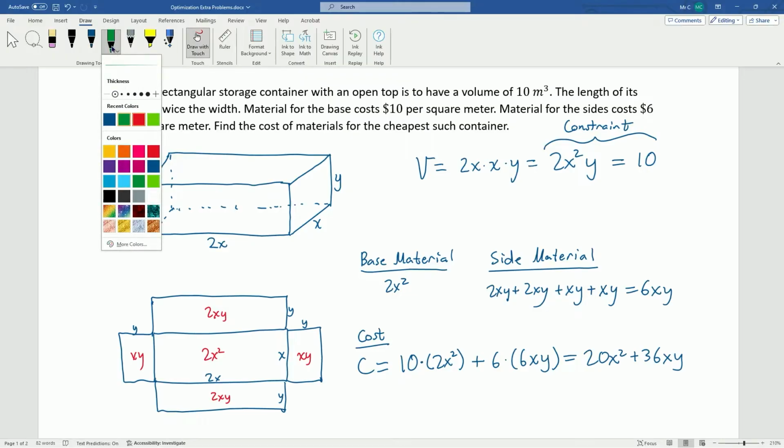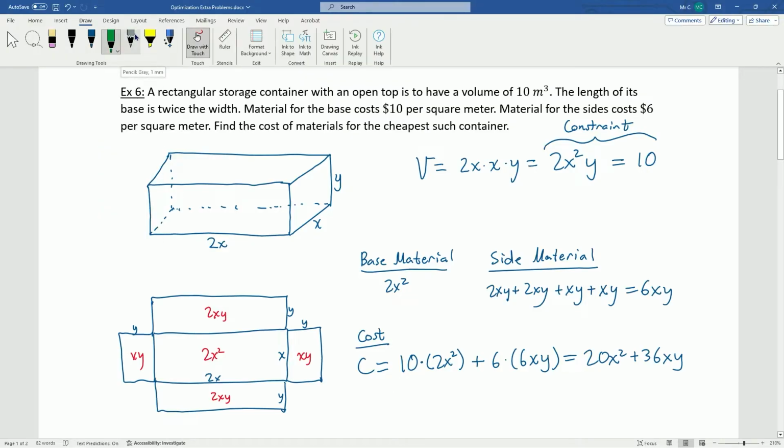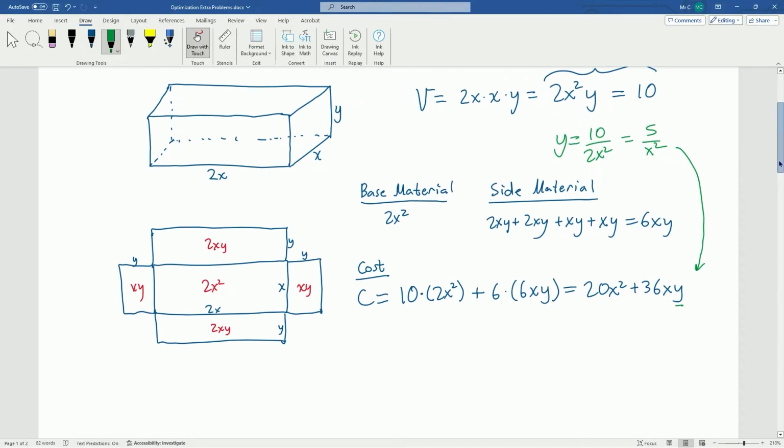So now, in order to try to optimize this, we need to be able to take a derivative, and we want to reduce this to one variable instead of two. So I'd like to essentially get rid of this y. Well, if I go up to my constraint equation, I can solve that for y. I can divide my 2x squared across. I get 10 over 2x squared, which is 5 over x squared. So that's easy enough. And then I'll take this and plug it back into this value over here.